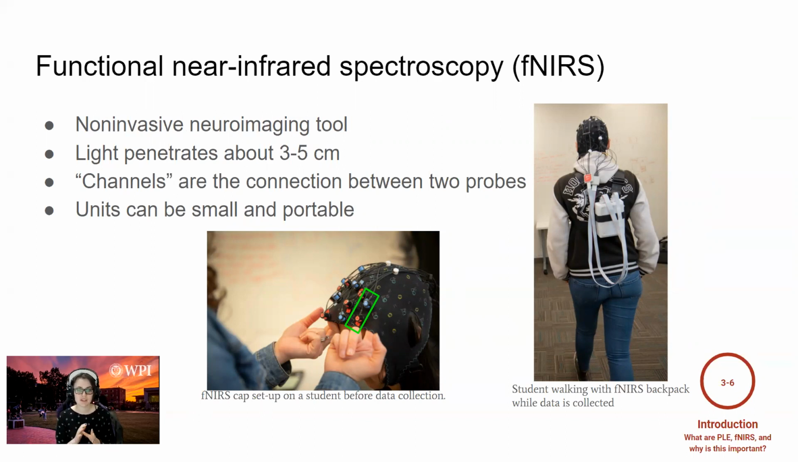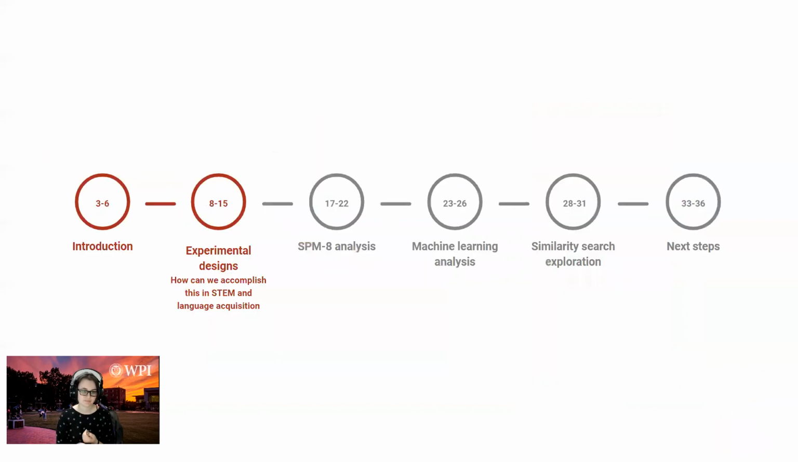Most importantly, I want to point out what a channel is, because it will be mentioned throughout this presentation. A channel is the connection between two of the probes shown in the bottom picture. The red probe emits the light into the brain, and the blue probe receives that light and detects how much oxygen is in the brain, or in the blood, technically, at that point.